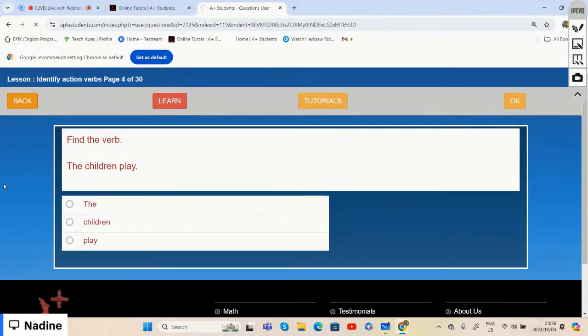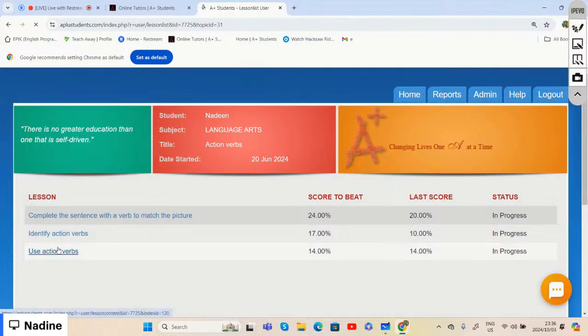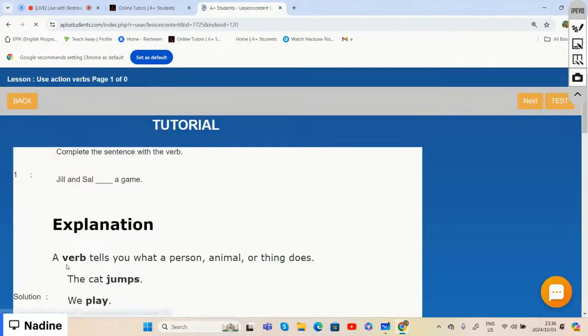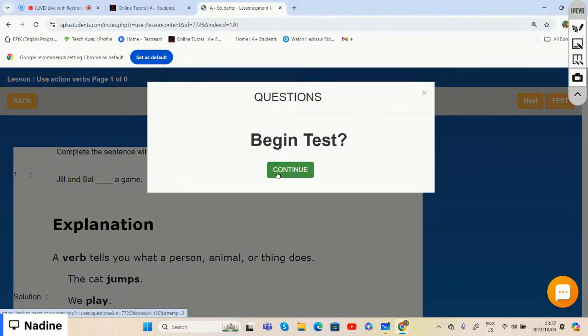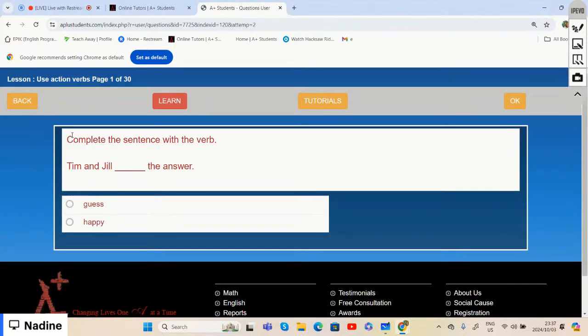All right. Now we're going to use action verbs. We have identified action verbs. Now we're going to use action verbs. And now we're going to our test where we're going to use the action verbs. We're going to choose the correct word and use it within that sentence to complete that sentence.